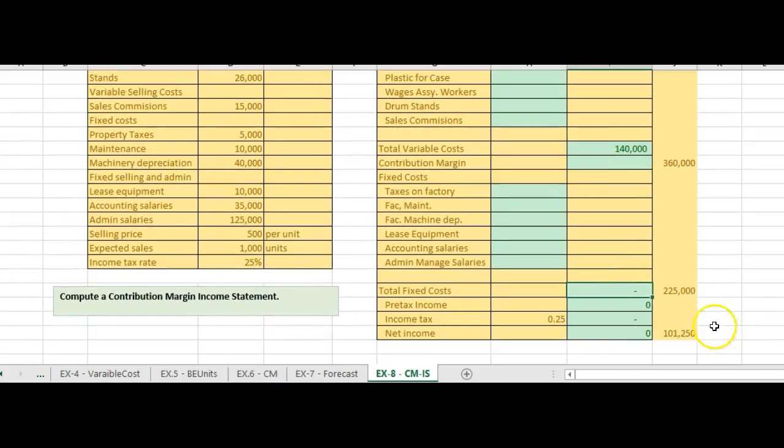You are then going to subtract the 225 from the 360 to get the pre-tax income. Multiply that times the tax rate to get your taxes, and then subtract that from the pre-tax income to get your net income of 102,250. And that concludes the homework.